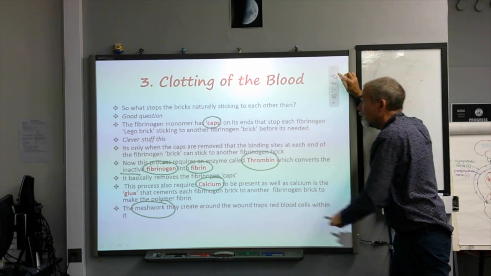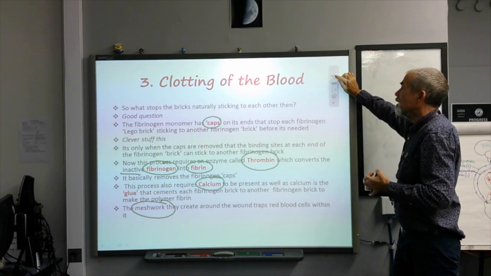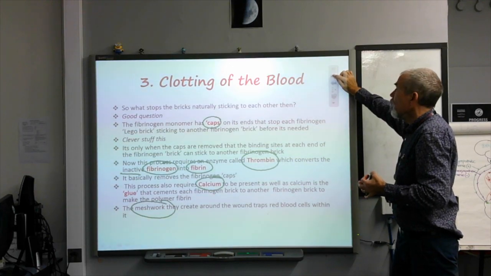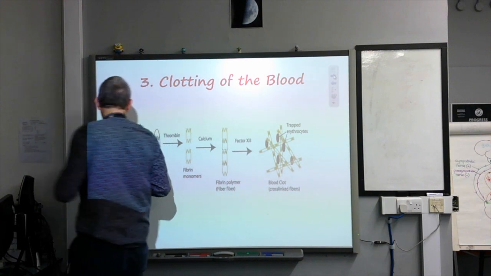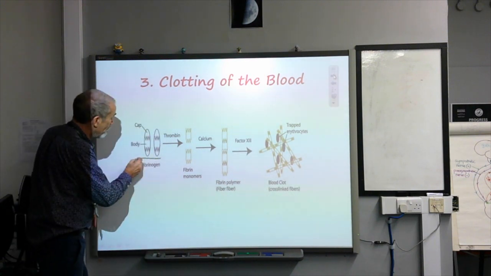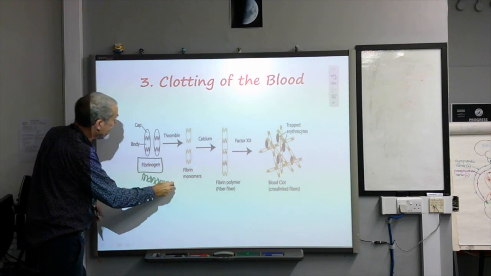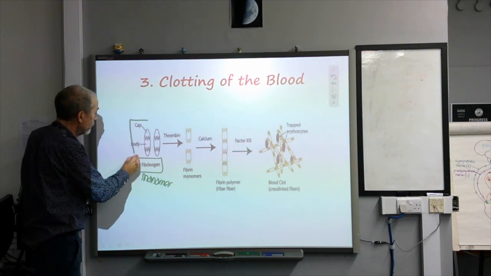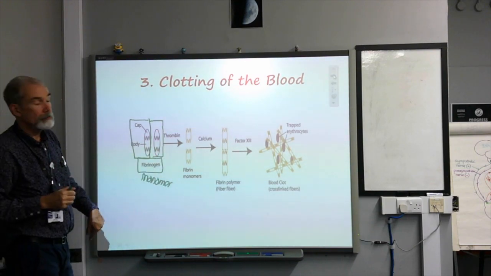That's a great description, one that you should be using as a D-grade student to basically explain this third and final stage, combined with a diagram that looks like this. Here is our fibrinogen monomer. Monomer meaning a single unit. So here it is. Okay? And here's another one. Okay? They are not stuck together.